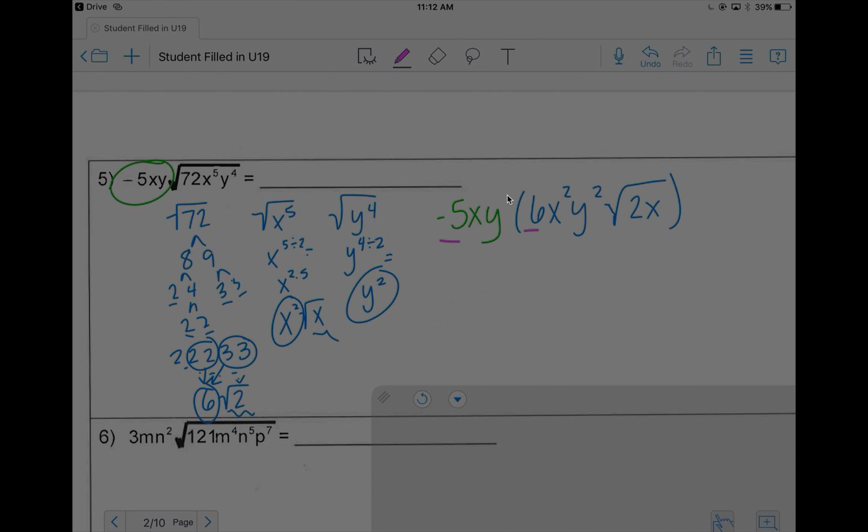So out front can be multiplied with out front. Negative 5 times 6 is negative 30. X times x squared, we add. 1 plus 2 is 3. Y and y squared, we add. 1 plus 2 is 3. And there's nothing to change anything under the square root because we didn't have anything out front.